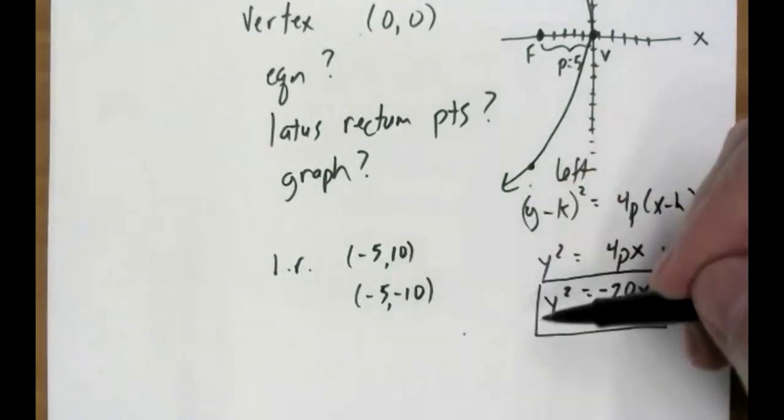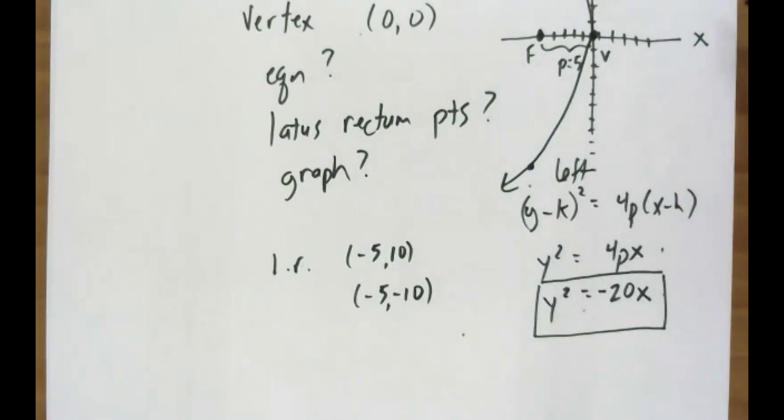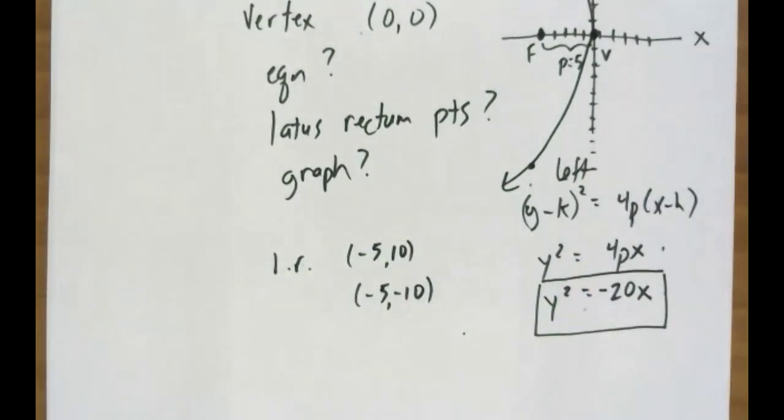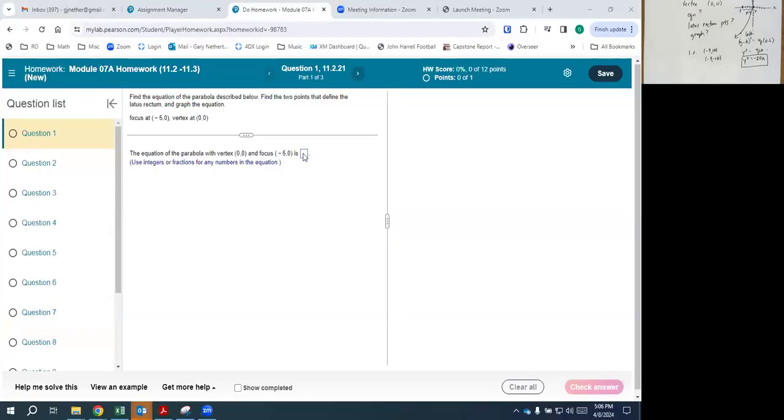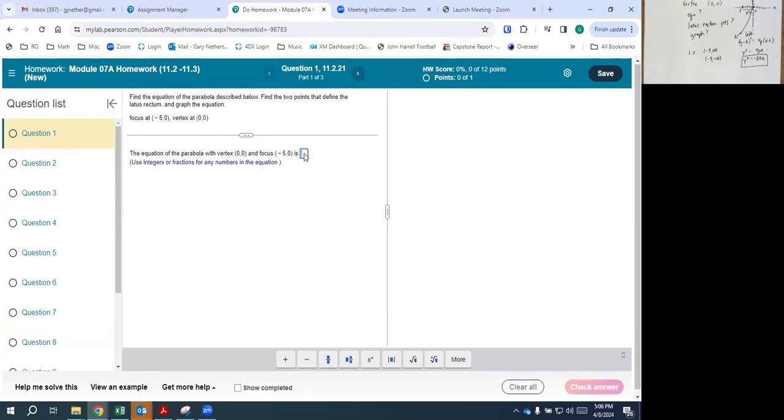And then after that, in the online homework, I'm going to actually try and plot this. So let me go back to, so let me enter these answers here now. So the equation we said is y squared equals -20x.